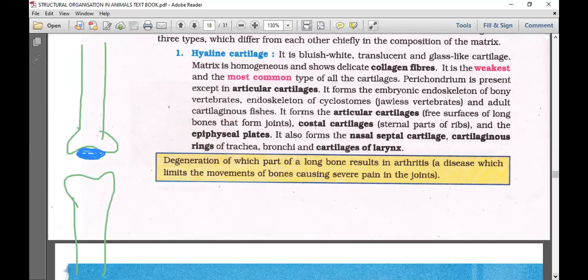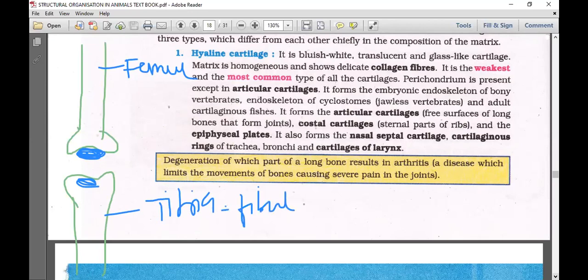This is your knee. Imagine this is your femur bone, and this is the tibia and fibula. No need to go for technical names. Just this is the joint. So when there is cartilage degeneration, which part of the long bone is affected? This part of the long bone.